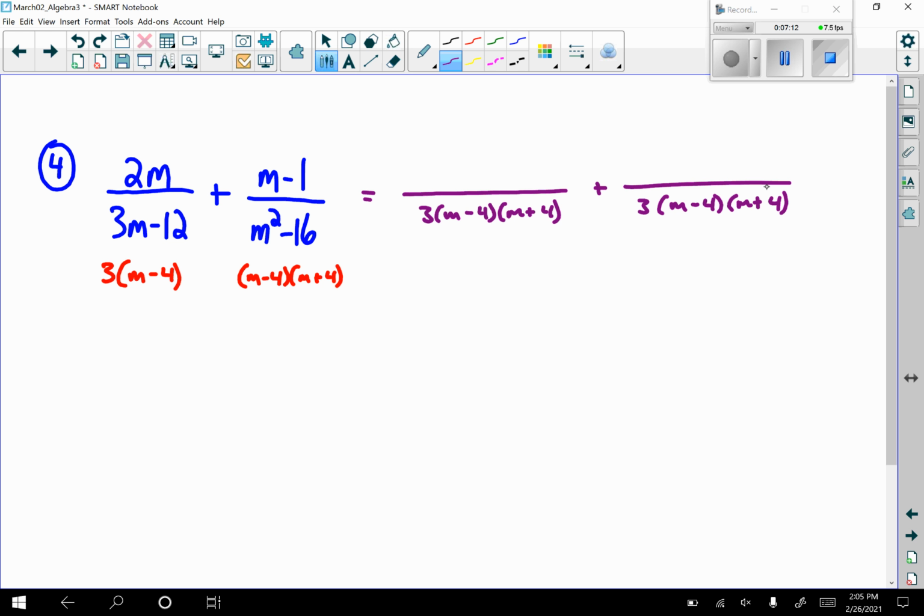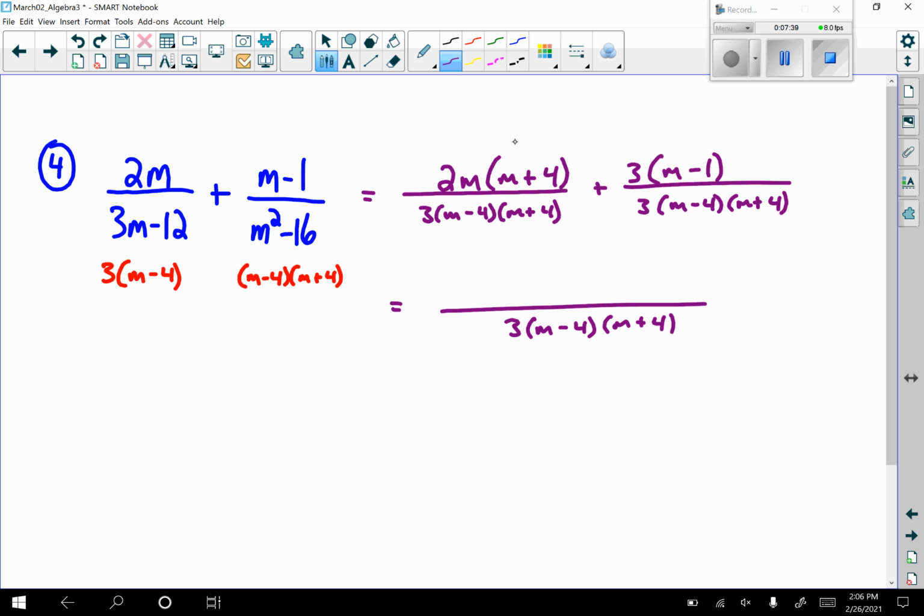Now we adjust our numerators. So the 2m had a 3 and an m minus 4. We need to multiply the 2m by an m plus 4. The m minus 1, we have to keep that in parentheses, that had the m minus 4 and the m plus 4. We just need to multiply that by a 3. And remember, we just adjusted our numerators. We don't cross anything out. Remember, we make one fraction over our LCD.